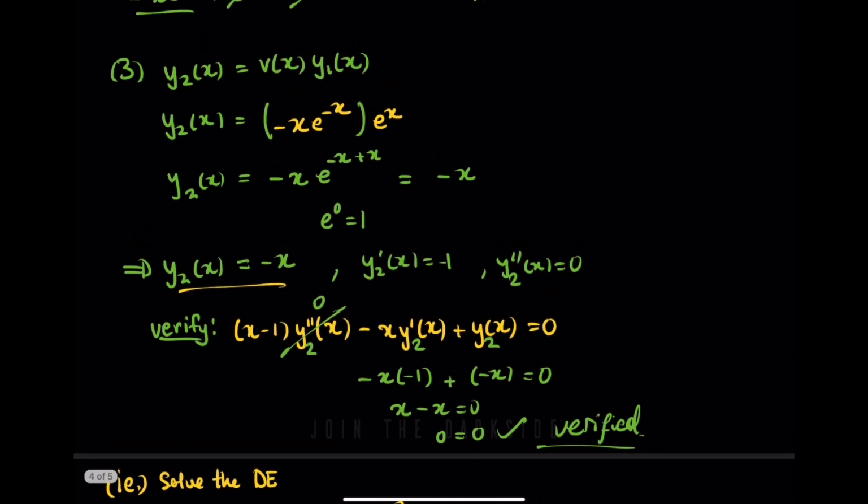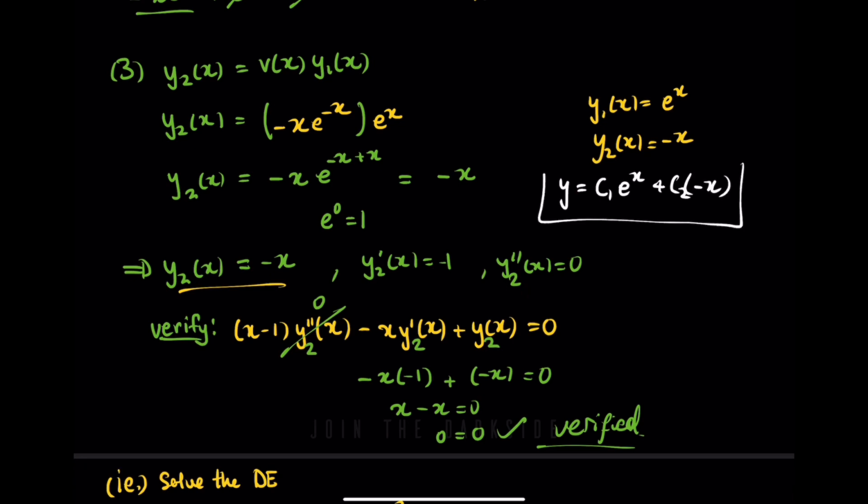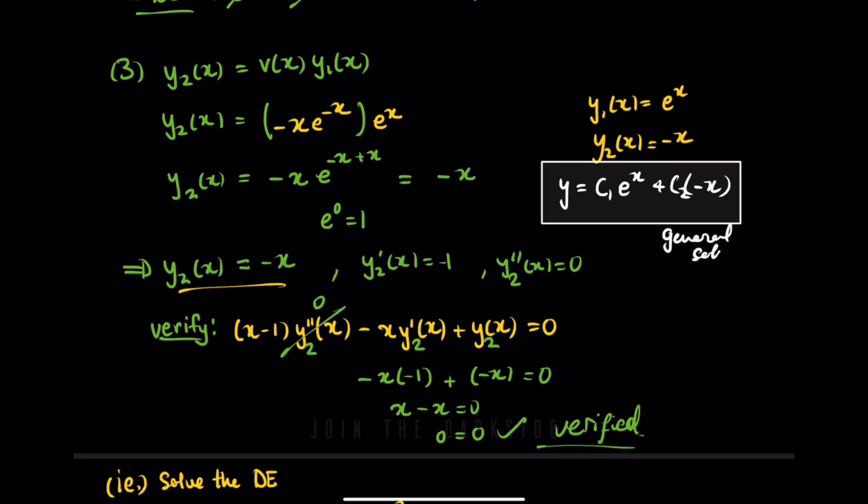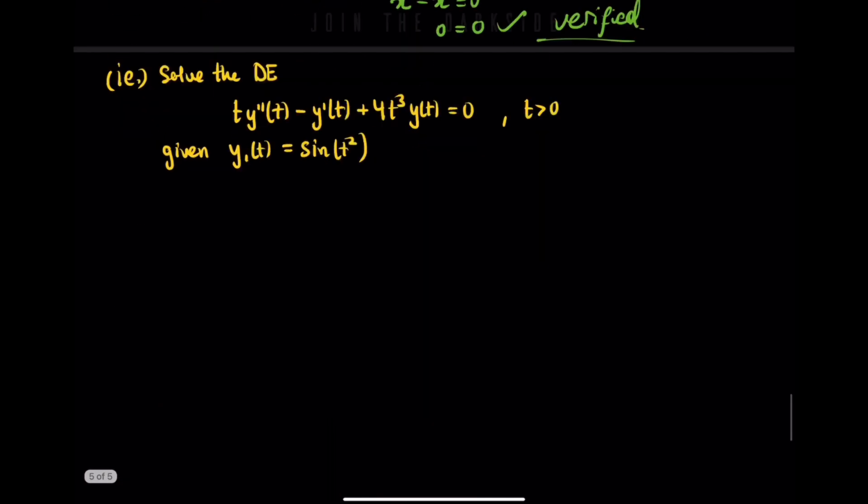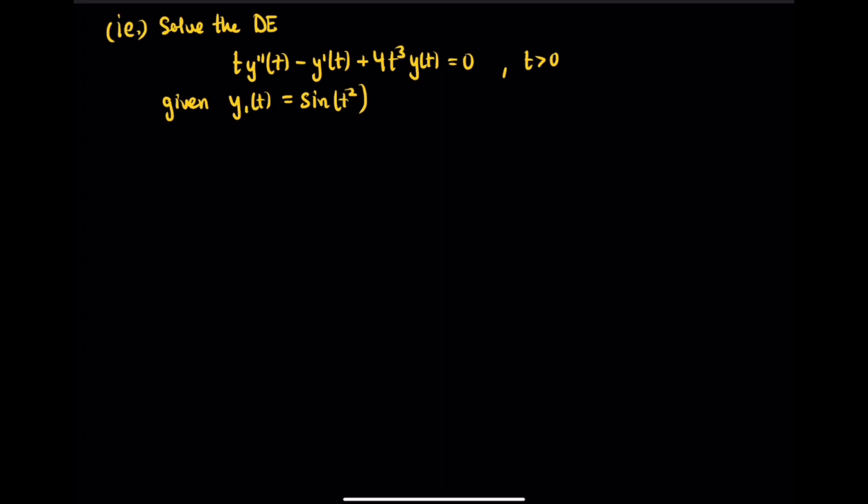So we know what y2 is, which is y2 of x equals minus x, and we know that y1 of x equals e to the x, so therefore y equals c1 e to the x plus c2 times minus x, and this is your general solution. Okay, this is your answer. This is how you should express your answer.